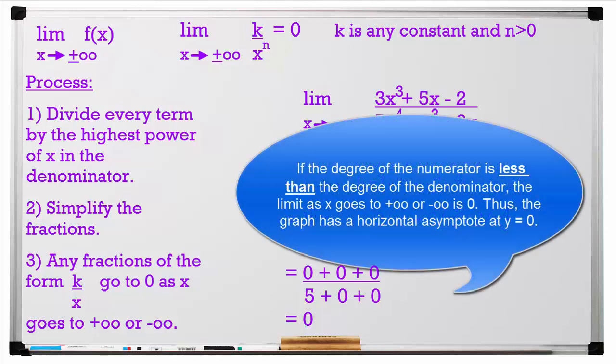In general, whenever we have a rational function and the degree of the numerator is smaller than the degree of the denominator, the limit as x goes to infinity or negative infinity will equal 0.